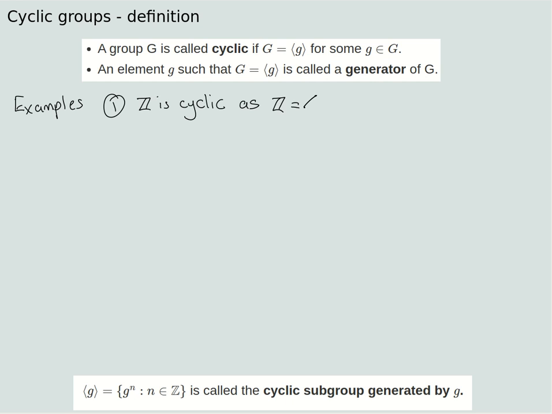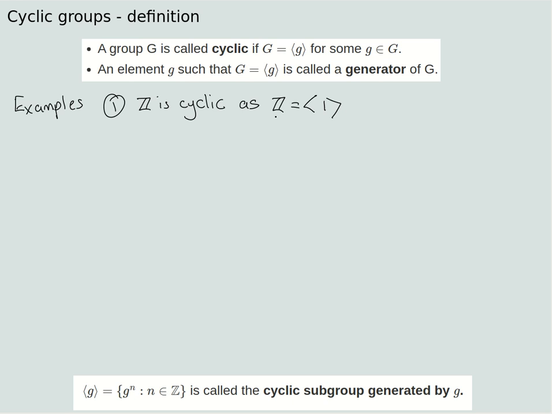The reason for that is that if you look at the subgroup generated by 1, well, what that means is the cyclic subgroup generated by 1, that's all the things you can get by combining 1 with itself and combining the inverse of 1 with itself using the group operation. But you can get any integer by adding up 1 some certain number of times or adding up minus 1 some certain number of times. So that means the cyclic subgroup generated by 1 is equal to Z. So there is an element of Z where the cyclic subgroup generated by that element is the whole group, and that means Z is cyclic.